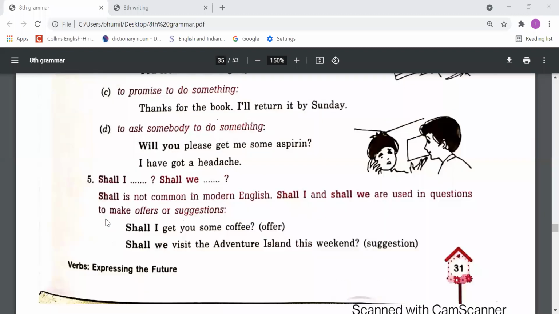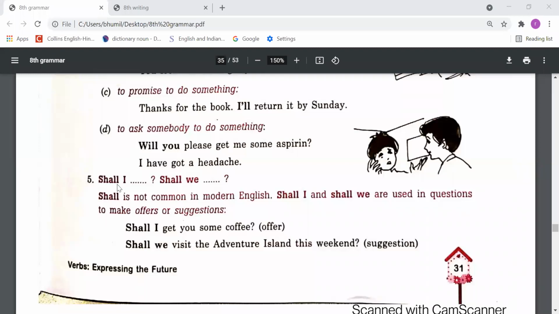To ask somebody to do something, when we ask somebody to do something, in that sense also we use will or shall. Like, will you please get me some aspirin? I have got a headache. So just asking the question, we can use will or shall.